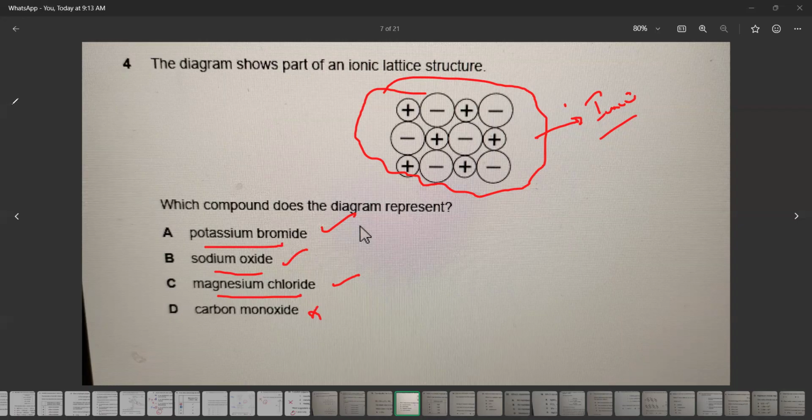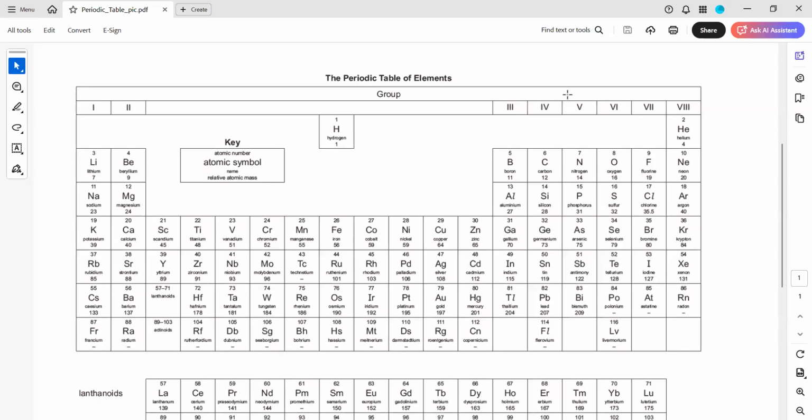So we compare the size of the ions. Which compound does the diagram represent? You have positive and negative ions, so it should be ionic. Three of them are ionic. Now, check the periodic table for the size of potassium. Just a minute, I will share the periodic table. So this is the periodic table. If you see the last diagram, the positive ions look smaller and the negative ions look larger.